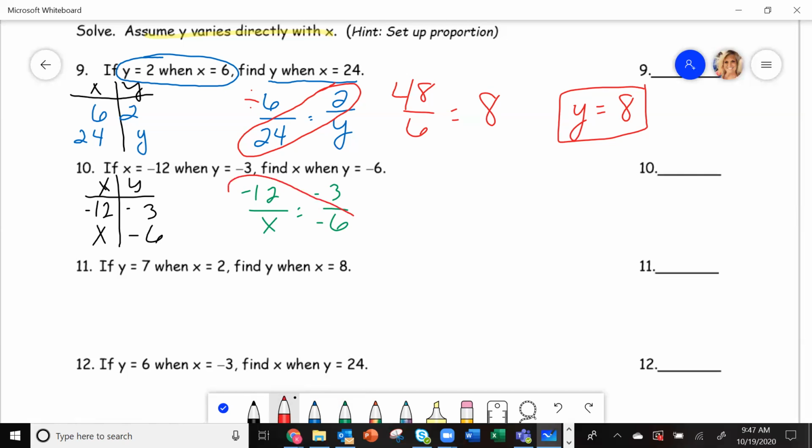Now, what do we do? Multiply the numbers that are diagonal from each other, divide by the one that's left. Negative 12 times negative 6 gives you positive 72, and you divide it by negative 3. That gives me my answer, negative 24. So x equals negative 24.